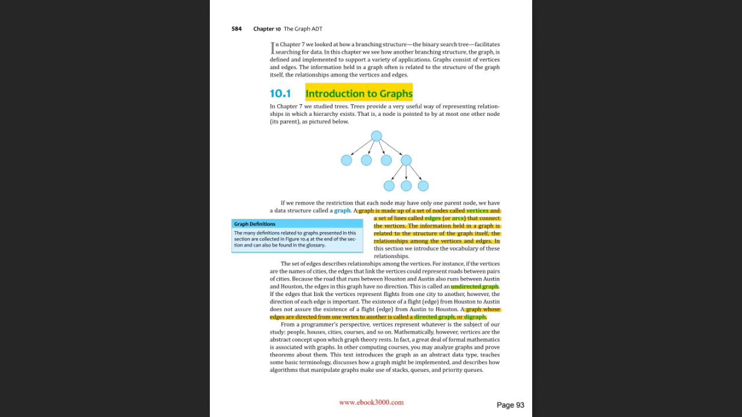So this is the definition of the graph. If the definition comes, you write: graph is a collection of nodes and edges. This is a node, this is an edge. If you do not understand it the same way, write what you understand. Graph is a collection of nodes and edges.